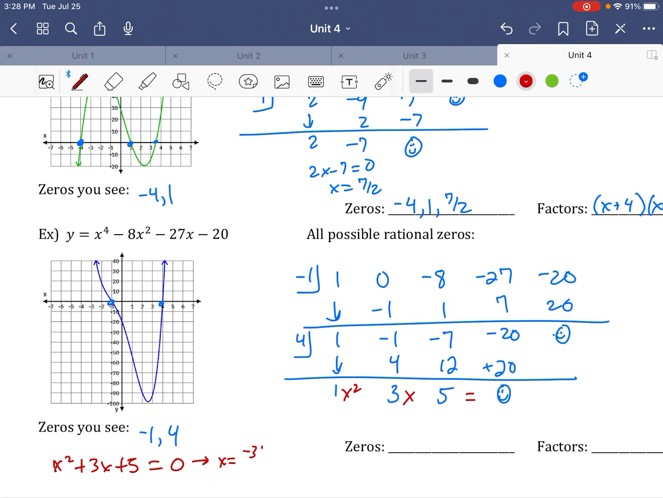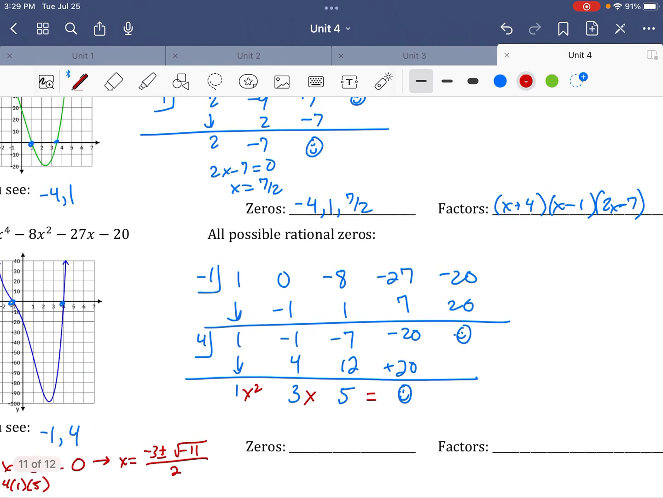So my quadratic formula, I get -b, so -3, plus or minus a square root. I'll do the discriminant in a minute. The bottom is 2 times 1, so 2. So my discriminant value is 3 squared minus 4 times a is 1, c is 5. So it's 9 minus 20, so it's -11. So that means I have an i there. So my zeros are this, -1, 4, and -3 plus or minus i radical 11 over 2.